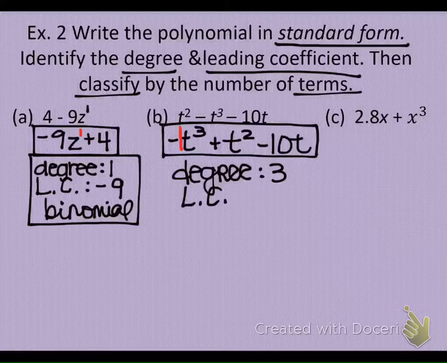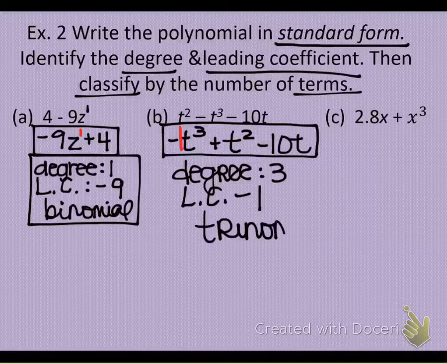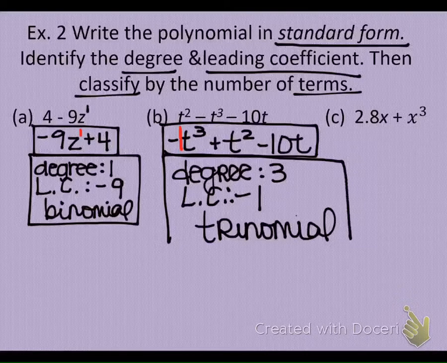Awesome job. And that leaves me with classifying it by terms. Gage, how many terms are in this problem? 3. 3? And so what kind of a polynomial is this? Trinomial. A trinomial. Very good. All right, box in the rest of your answers. And move on to letter C.